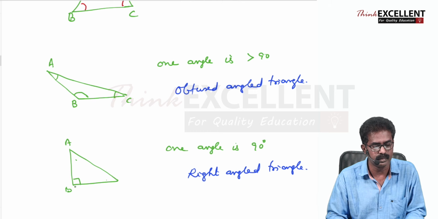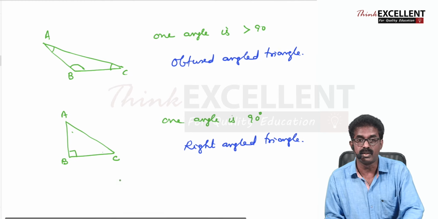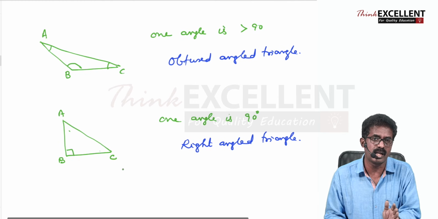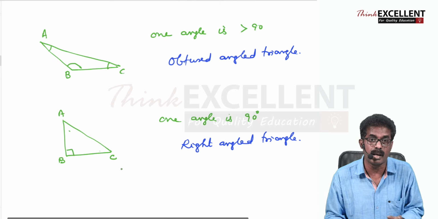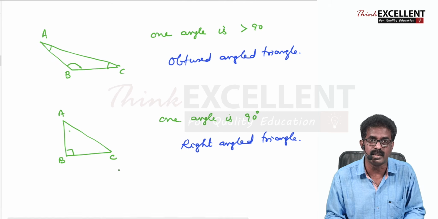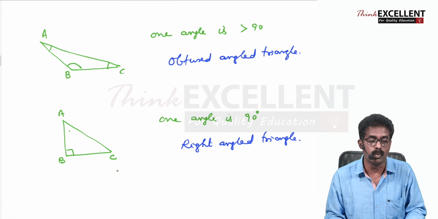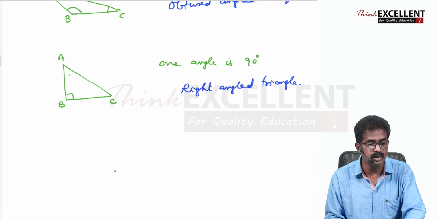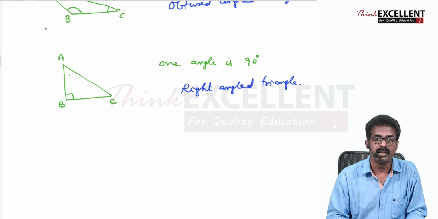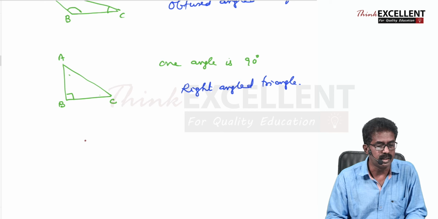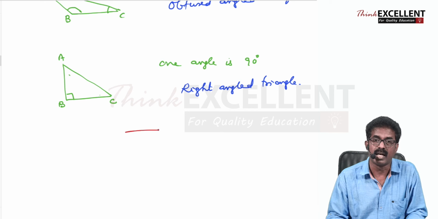Okay, so then that triangle we call it as what? Right angle triangle. So based on the angles, you can classify into 3. Acute angle triangle, all the 3 angles are less than 90. Obtuse angle triangle, one angle is more than 90. And right angle triangle, one angle is equal to 90. And in this topic, we are going to study congruent triangles.